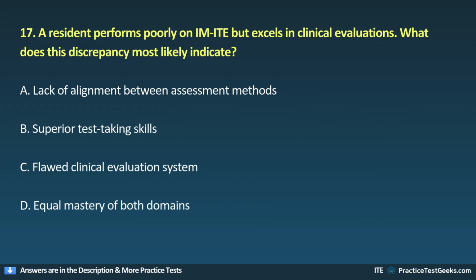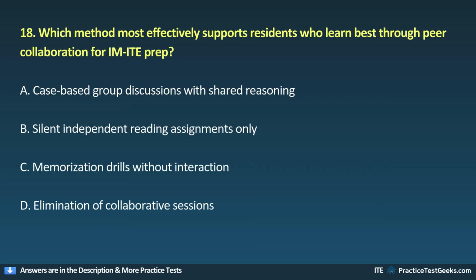17. A resident performs poorly on IMETE but excels in clinical evaluations. What does this discrepancy most likely indicate? A. Lack of alignment between assessment methods. B. Superior test-taking skills. C. Flawed clinical evaluation system. D. Equal mastery of both domains.